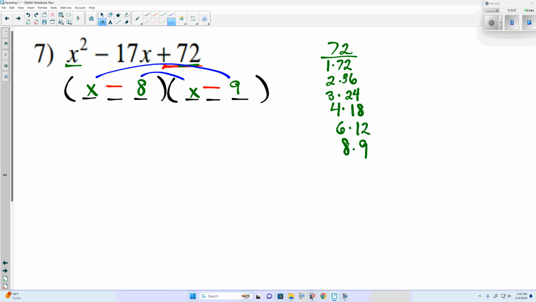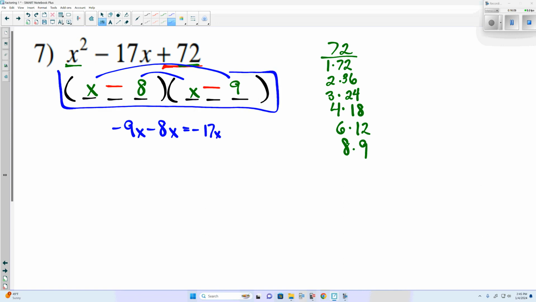And the last thing we can do is check this here. Because we don't need to so much check our x times x because it's still x squared. Our negative 8 times negative 9 is still positive 72. Here, our x times negative 9 is negative 9x. Our negative 8 times x is negative 8x. And negative 9x minus 8x is negative 17x. So those are indeed our factors.